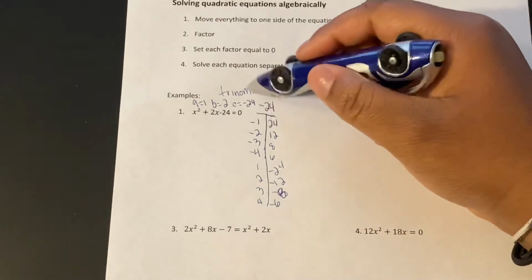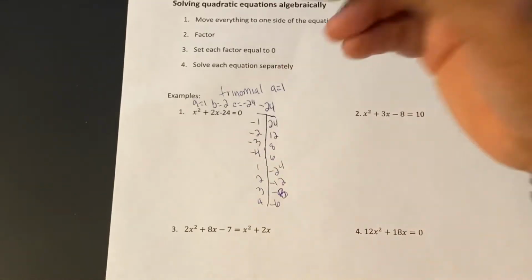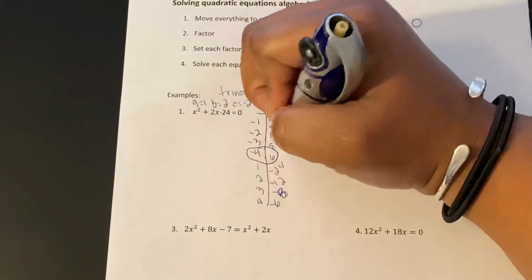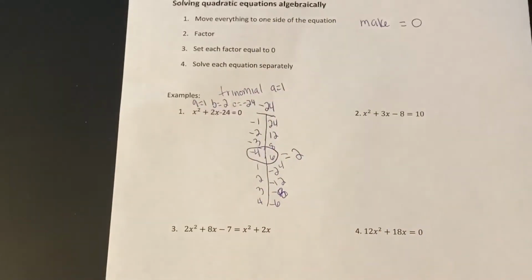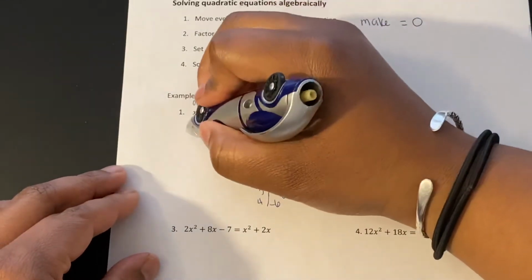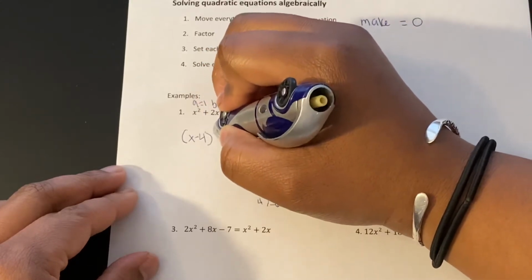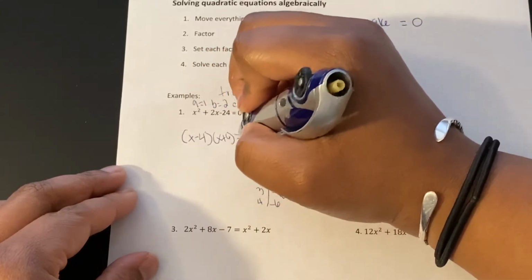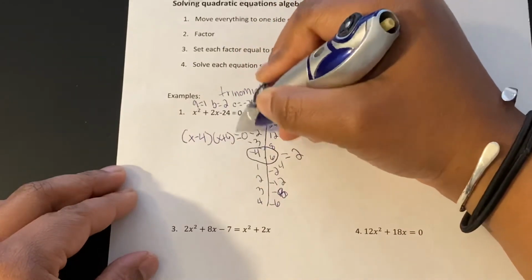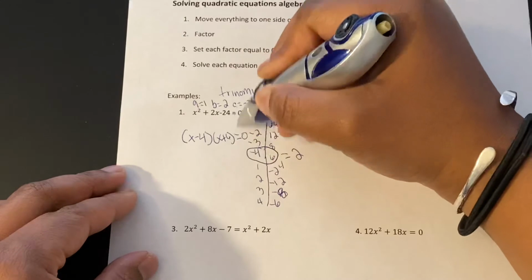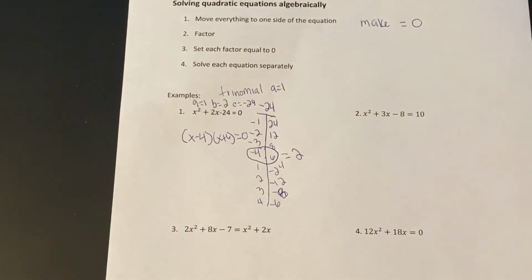Okay, so let's see which one adds to make positive 2. That would be negative 4 and 6, because negative 4 plus 6 equals positive 2. So now I'm going to write out those factors as x minus 4, x plus 6 equals 0. I have to have my equals 0 because this is an equation here. I'm not just factoring a polynomial or quadratic. I'm factoring this equation of a quadratic, which is a difference. So now I have to solve.